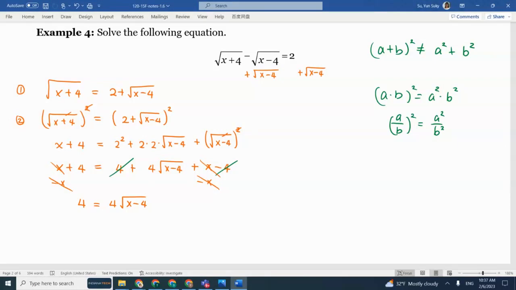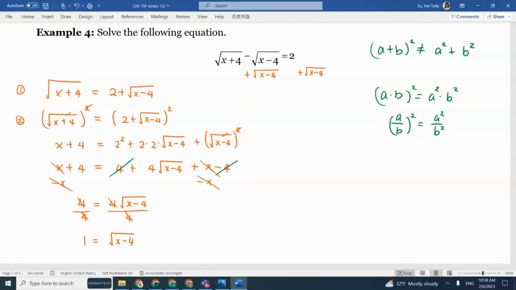Right, everybody? Can we simplify it? Do you see the common factor 4? Yeah, let's simplify. We want to work with smaller numbers. You don't want to work with crazy big numbers. There's a bigger chance to make mistakes and it takes more time, right? So here we have common factor 4, divide by it. So we get 1 equals square root of x minus 4.